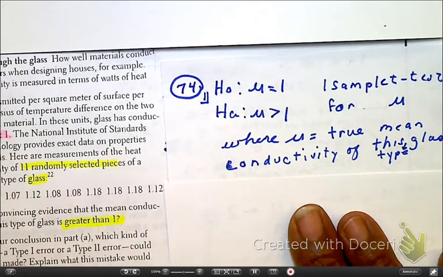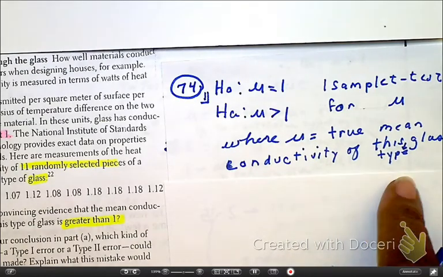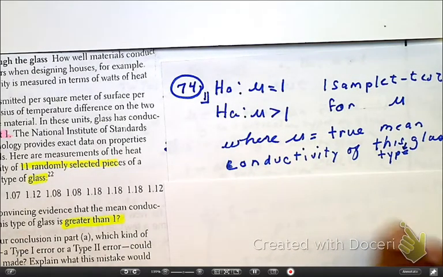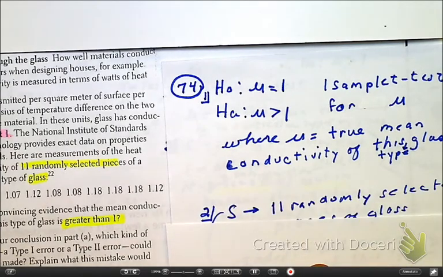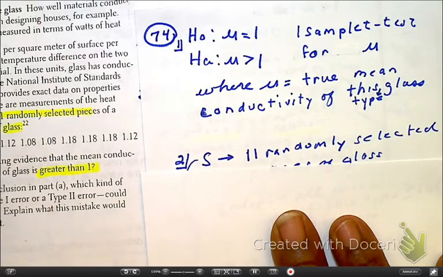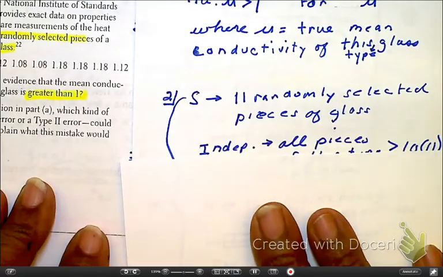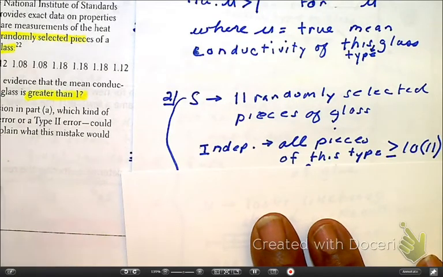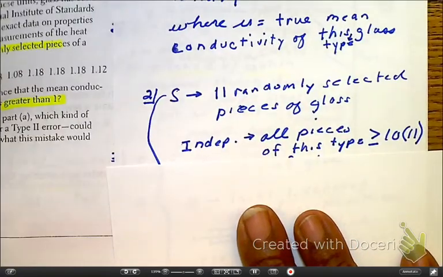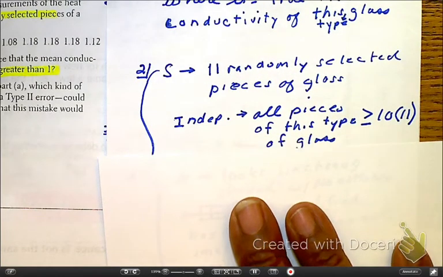As we look at the definition of what mu is, mu is the true mean conductivity for a certain type of glass. So as we look at step 2, the SIN part, we have 11 randomly selected pieces of glass. We have our independence, all pieces of glass being greater than or equal to 10 times the sample we have.